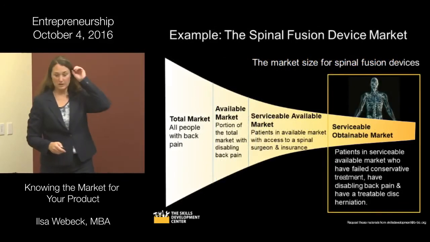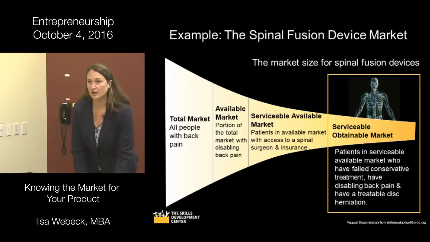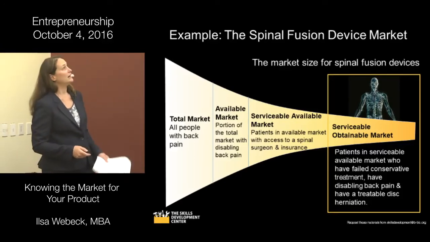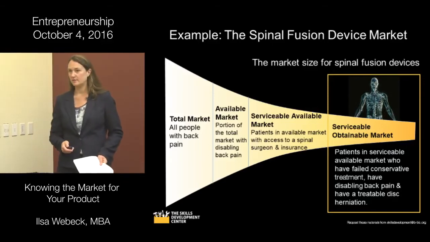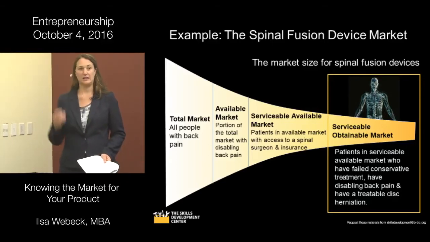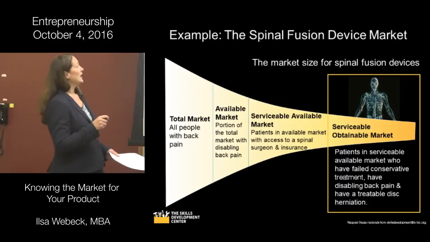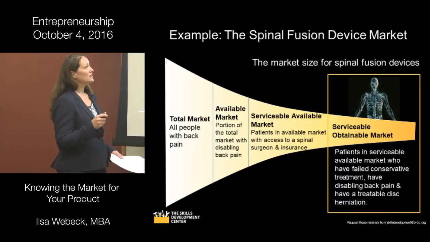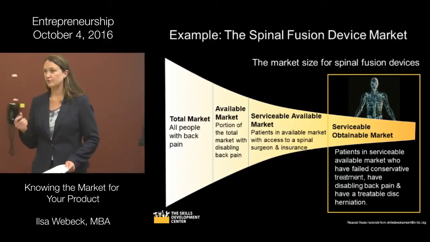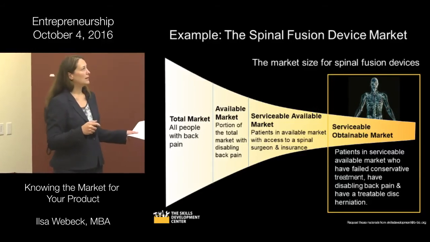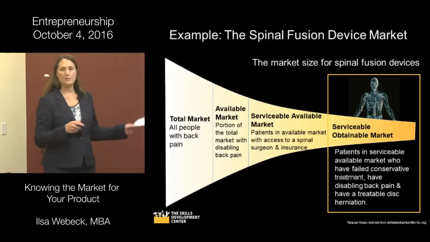So we're going to do an example, a product area that's close to my heart and my experience, a spinal fusion device. So it's a metal device that gets implanted into the spine to fuse vertebral bodies, and it helps to basically reduce pain or reduce motion in the back. For this one, the spinal device is all people with back pain.